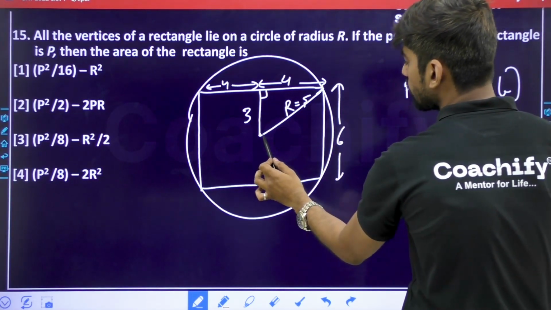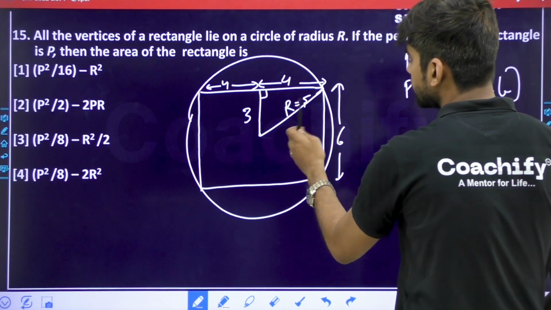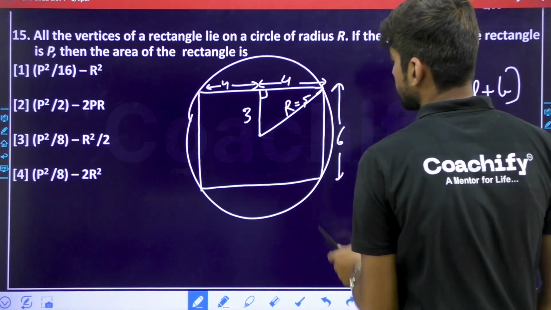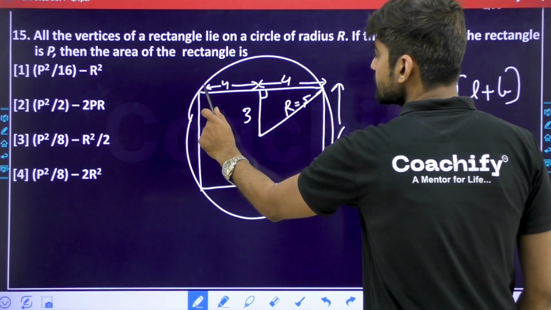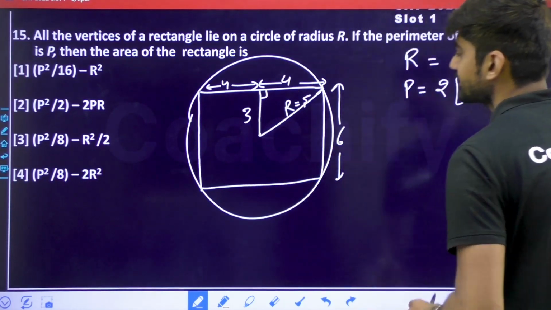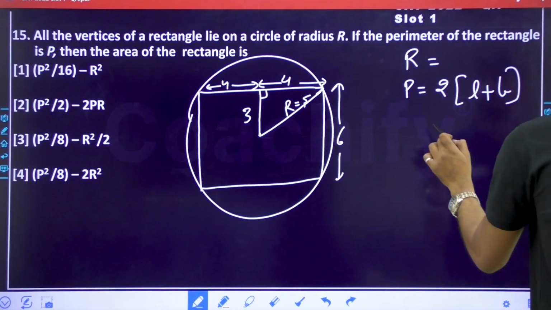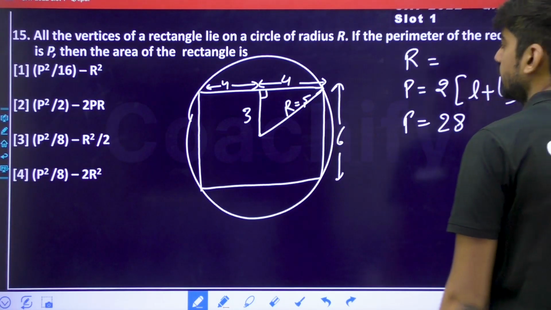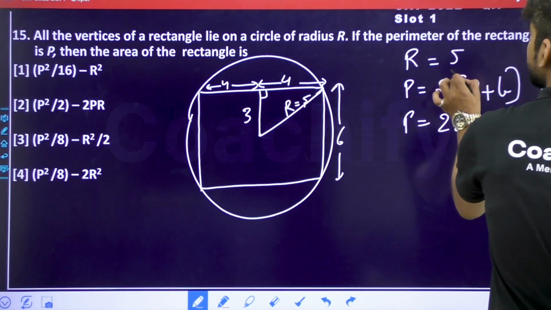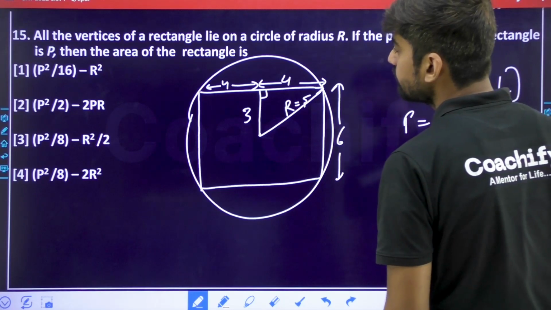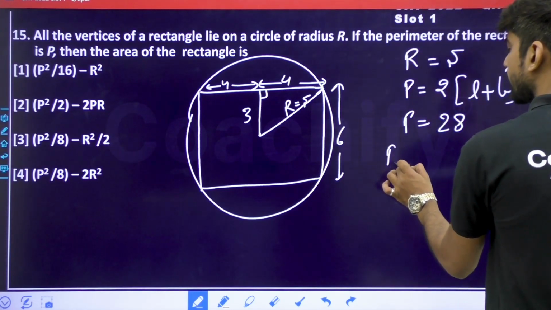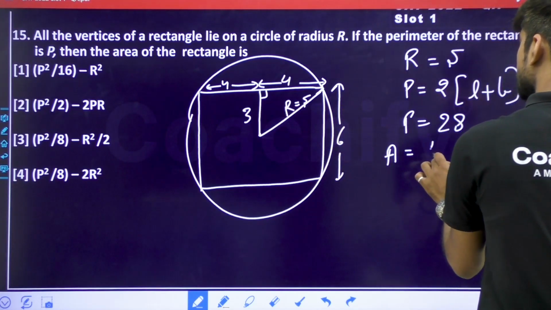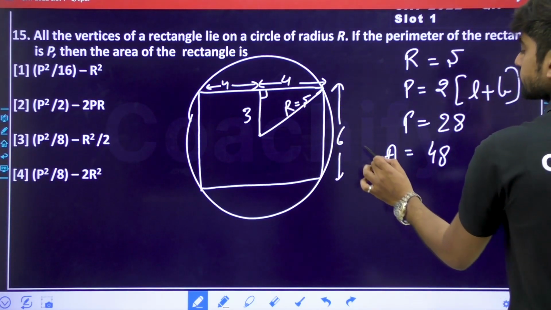Again, the same logic: if you drop a perpendicular from here, it's a chord, so it will divide it into 2 parts. So if this is 3, this is also going to be 3. The sum is coming out as 6. So my length becomes 8, my breadth becomes 6, 8 and 6 becomes 14, 14 into 2 becomes 28. So my perimeter becomes 28 and my radius becomes 5. From this, if I try to find the area of the rectangle, the area is length into breadth, which is 8 into 6, that is 48.